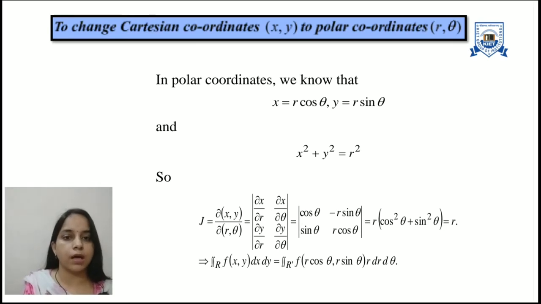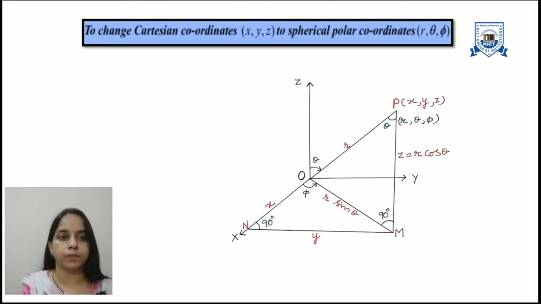Now we come to change Cartesian coordinates to polar coordinates. We all know that in polar coordinates the transformation is x equals r cos theta, y equals r sin theta, so that we get x square plus y square equals r square. On solving, the Jacobian of x, y with respect to r, theta is r. So, the integration of f(x,y) dx dy in the xy plane becomes the integration of f(r cos theta, r sin theta) r dr d theta in polar coordinates.